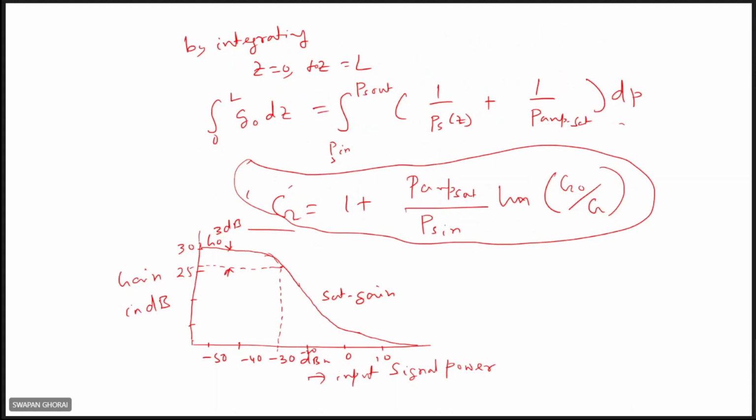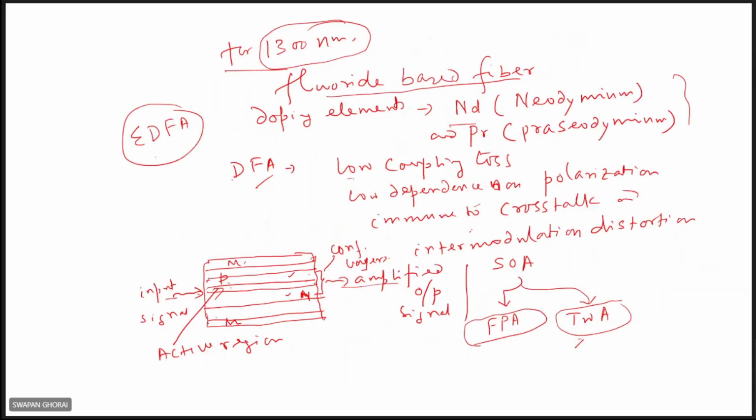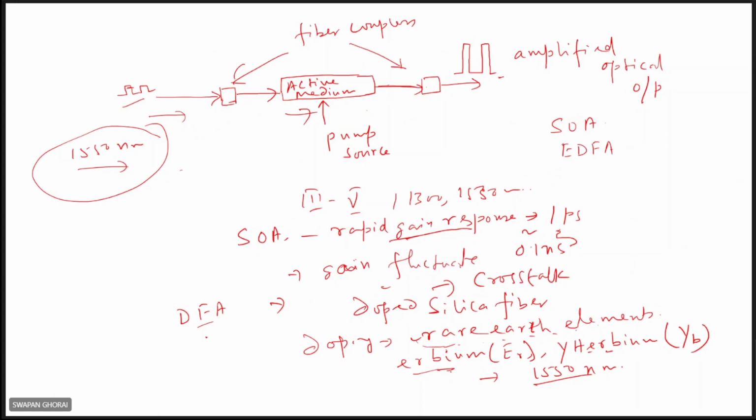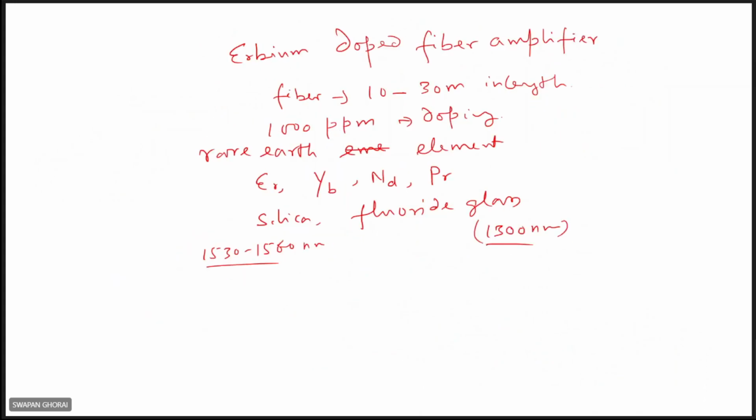Okay, that is the semiconductor optical amplifier. Now, the advantage of the semiconductor optical amplifier is this: as I told you, rapid gain response is there. But the drawback is the crosstalk and intermodulation distortion. Those problems are avoided in the case of EDFA.